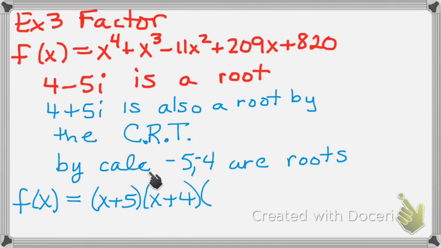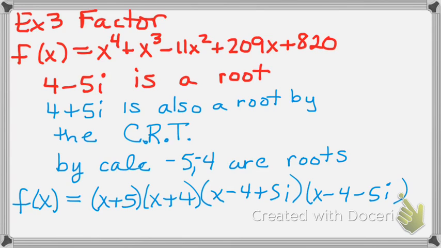Just like you changed the sign of the negative 5 and made it a positive 5, you're going to want to change the signs on both numbers this time. So I'm going to have x minus 4 plus 5i and x minus 4 minus 5i. That is the way you're going to want to type that in. So remember, you're changing the signs on everything.